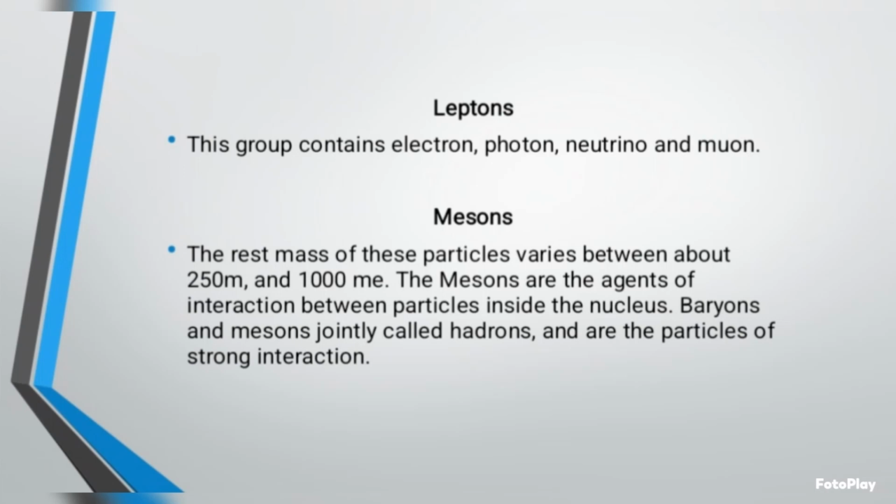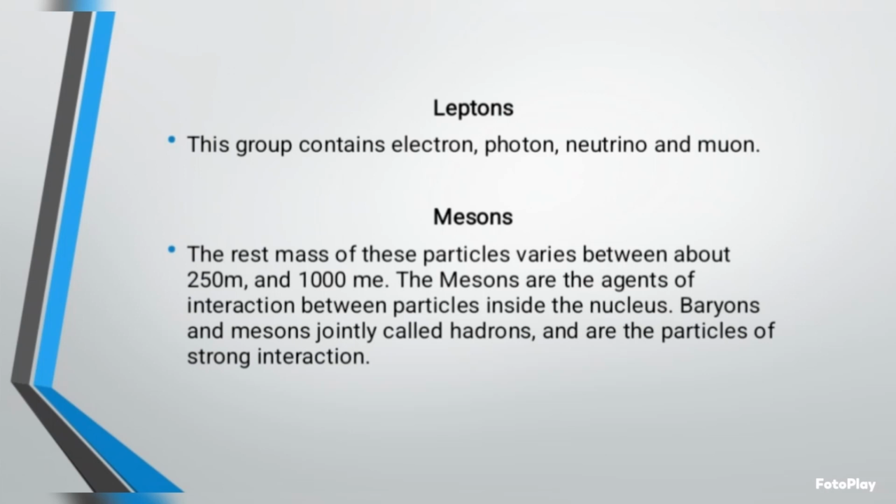Leptons are weakly interacting particles. Charged leptons also show electromagnetic interaction. There are 12 leptons: electrons, positrons, a pair of muons and 3 neutrinos.